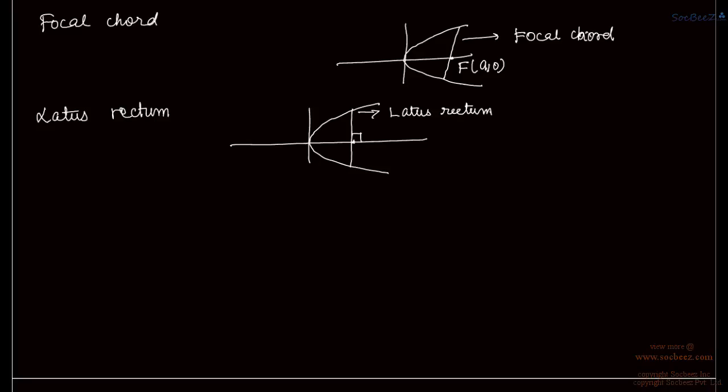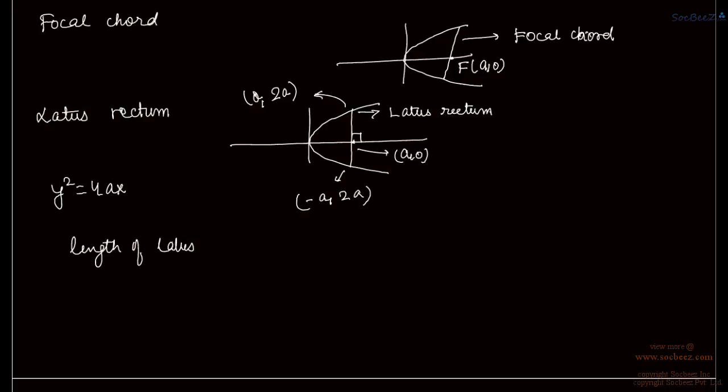What is the length of latus rectum for the standard parabola y square is equal to 4ax? Say this point is (a, 0). So this point must be (a, 2a) and this point must be (a, minus 2a), right? So the length of latus rectum is equal to 4a, right?